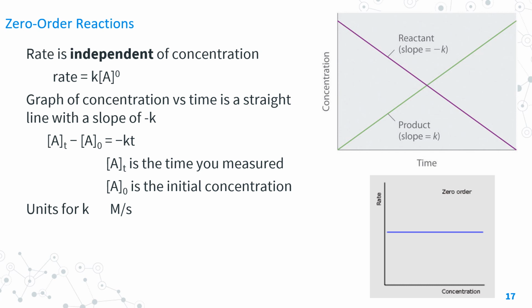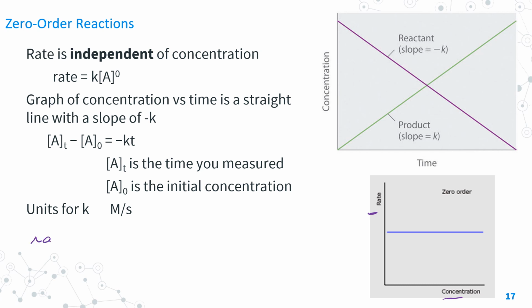So if we have a zero order reaction, the rate is independent of concentration. It doesn't matter what the concentration is. I'm going to have a flat slope if I graph rate versus concentration. So the graph of the concentration versus time is straight with a slope of negative k. So if I am going to look at my integrated rate law, I'm going to have the concentration at time t minus the concentration initial is going to be negative k times t. And my units for this are going to be molarity per second.